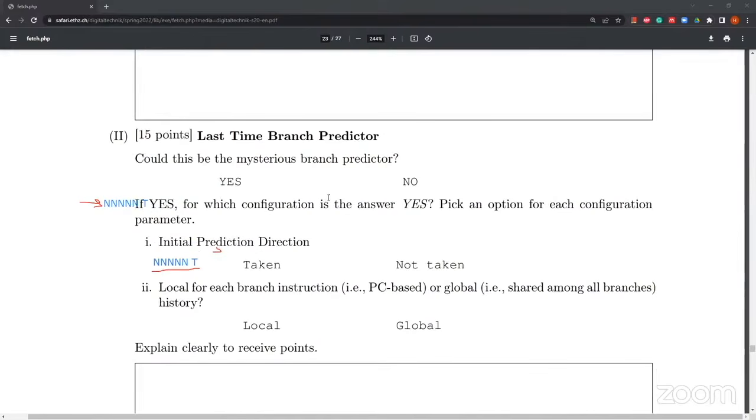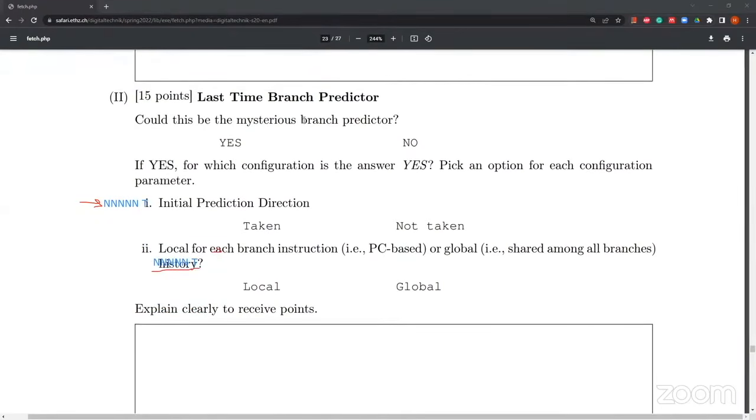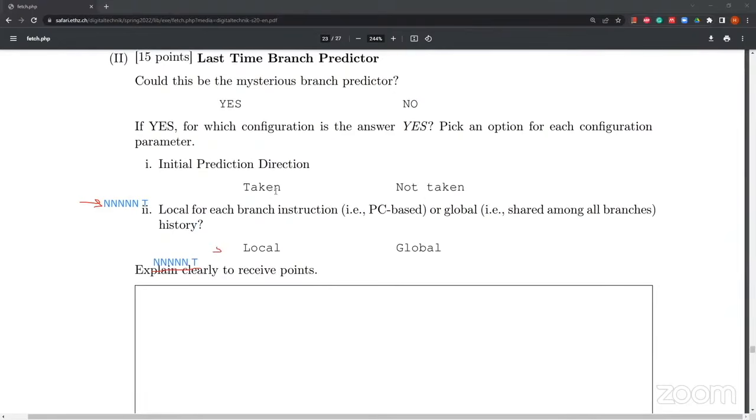Okay, and then the next part is the same thing, but here we are going over different branch predictors. Could this be the last time branch predictor? Yeah, so here again, we need to evaluate each of these options that we have. So the last time branch predictor predicts the last outcome, basically, right? So if the previous branch was not taken, this branch predictor will predict the next branch as not taken. Okay, and then here we have two options. The initial prediction direction can be either taken or not taken. This is only for the first branch.